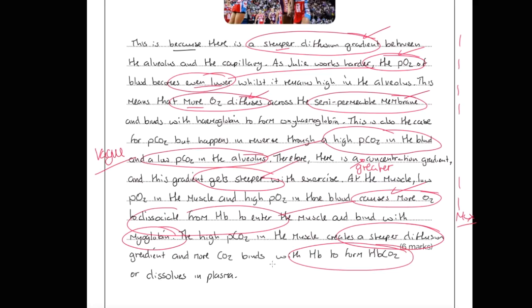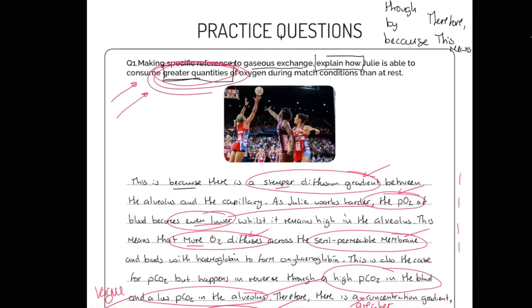So the key I want to get out of that for you guys, and obviously you need to study that answer in some detail, but the point I want to get out of you here is that if I get a question about explain how, I'm using those words: through, by, because, therefore, this means, therefore, comma, this means.